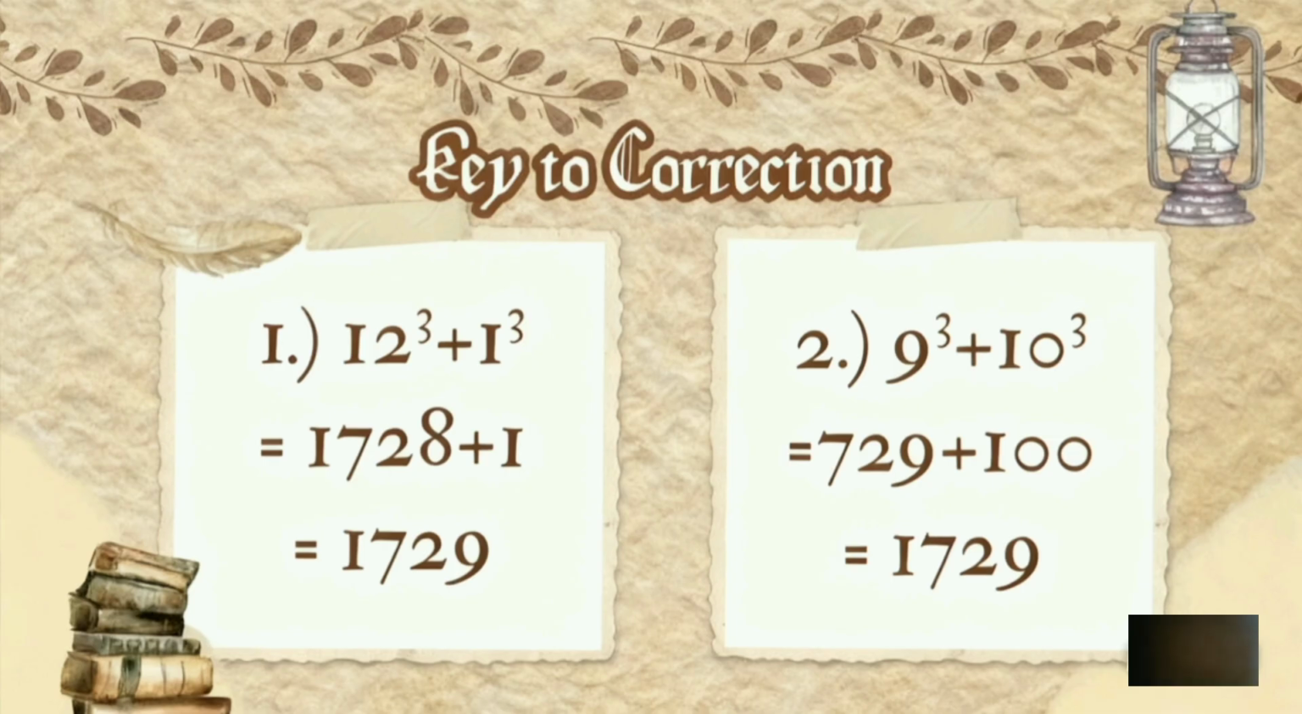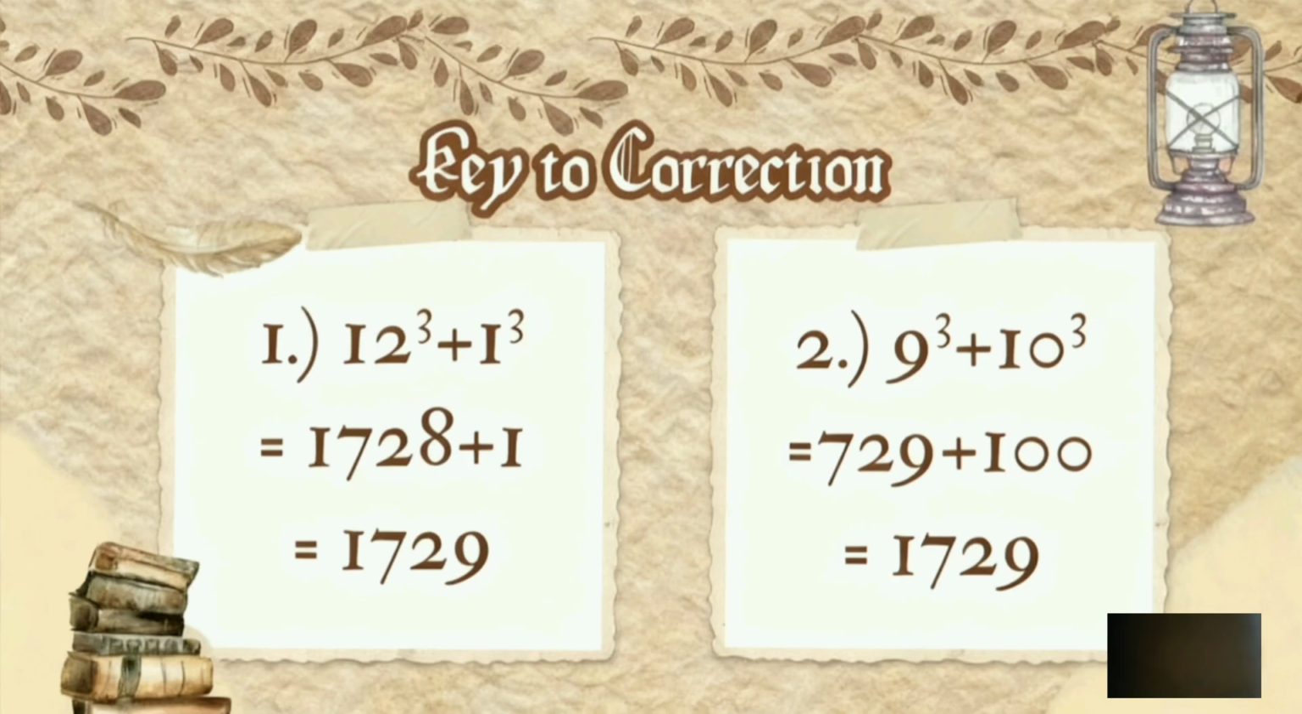Next, number 2. 9 raised to 3 plus 10 raised to 3. 9 raised to 3 is equal to 729 and 10 raised to 3 is equal to 1000. 729 plus 1000, so the final answer is 1729. Now, what did you observe? The answer is the same.